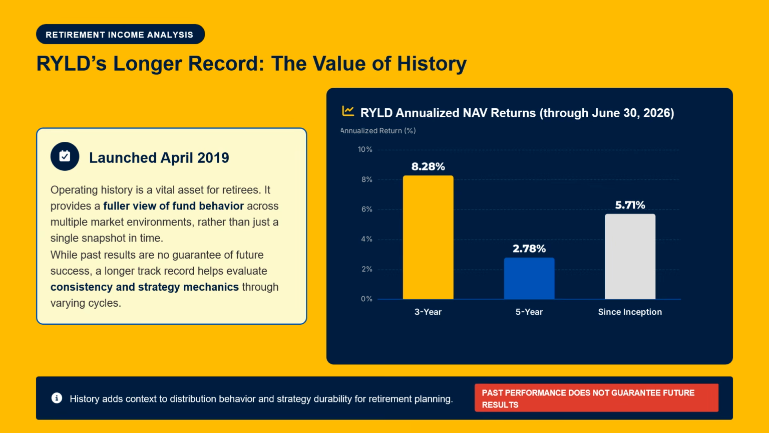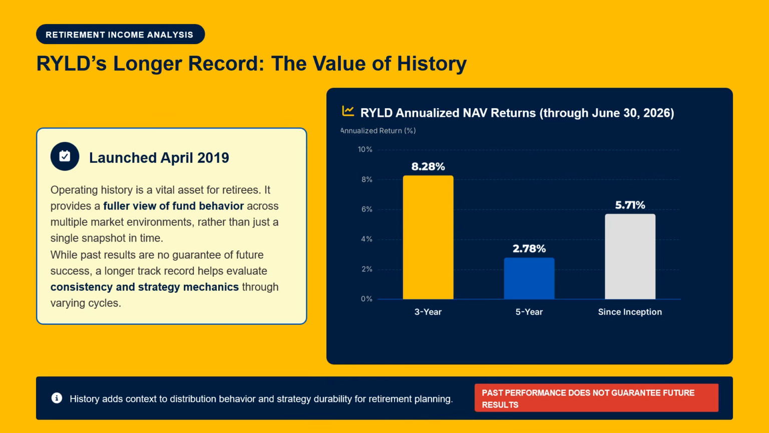Now, RYLD's longer track record, the value of history. We take a look at this. Operating history is a vital asset for retirees. It provides a fuller view of a fund's behavior across multiple market environments, rather than a single snapshot in time. The results will not have any guarantee of future success, but a long track record helps evaluate: have they done this over and over again, or is it just all of a sudden a shot in the arm that small caps took off today, but in the past 5 years they haven't.